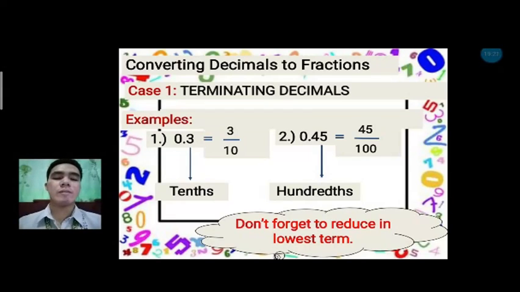So what will be the common factor of 45 and 100? That is 5. So we are able to divide this numerator and denominator by 5. 45 divided by 5 is 9 and 100 divided by 5 is 20. Therefore, 0.45 or 45 hundredths is 9 over 20 in fraction.